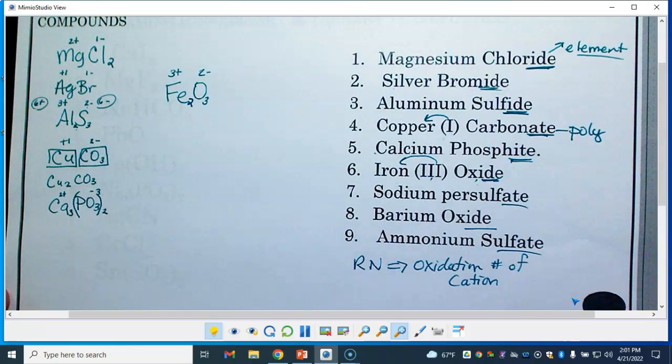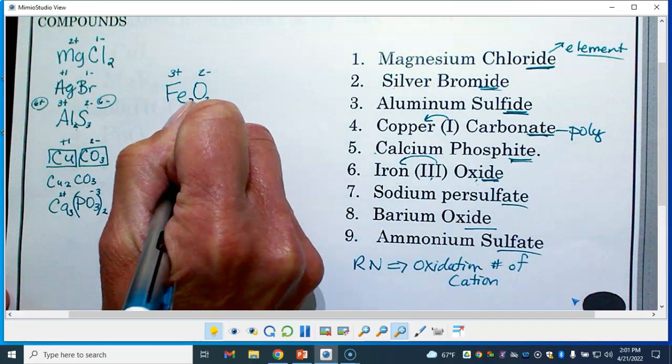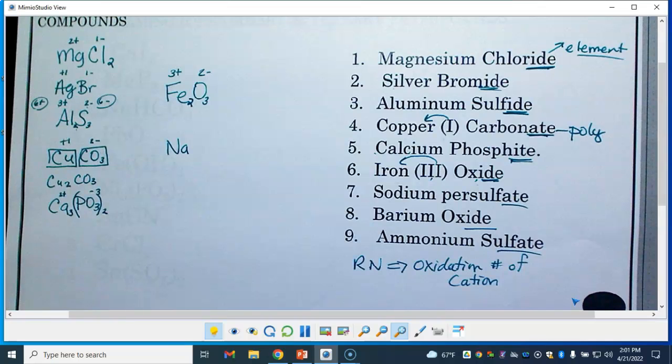Let's just do sodium persulfate. And I think we're good, right? So sodium is Na. Persulfate. So per, does it mean less or more oxygen? 1 more. So you need to find sulfate, and we're going to add 1 oxygen to its formula.